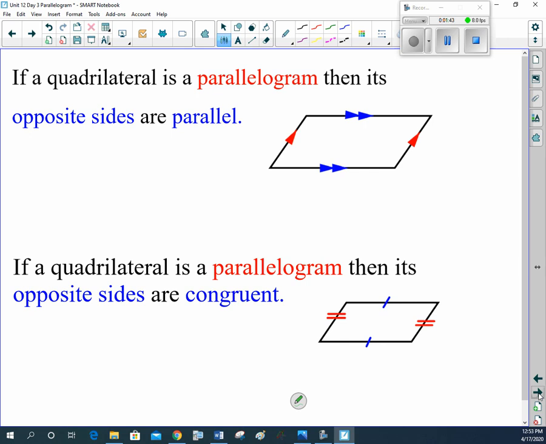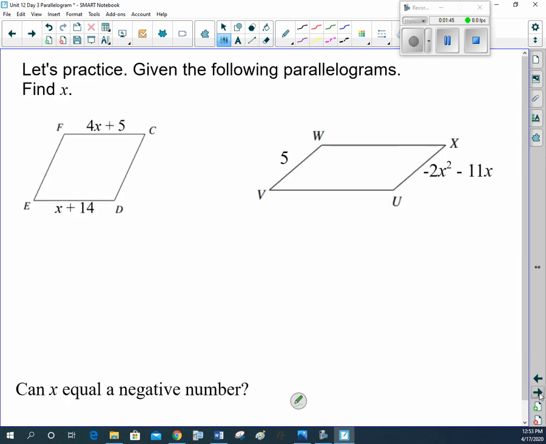And then, let's see, given the following are parallelograms, if I know that they're parallelograms, then I know 4x plus 5 equals x plus 14. Remember, opposite sides are congruent and parallel. So we end up with 3x equals 9, so x equals 3.